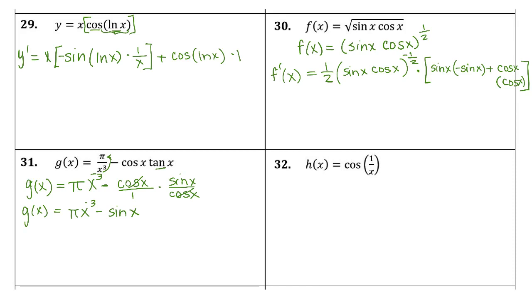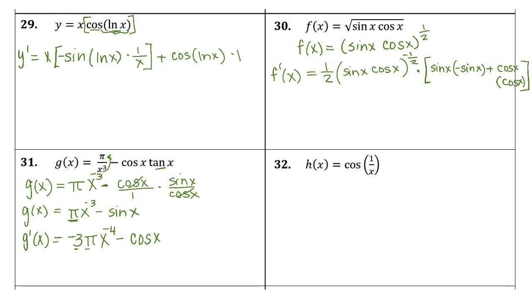And notice taking that little bit of time and rewriting it really has made this derivative become a lot easier. So we're going to have g prime at x equals negative 3 pi x to the negative 4. Again, pi is just a coefficient sitting there, so when I bring down that negative 3, it's times. And then minus the derivative of sine of x is cosine of x times the derivative of x, which is just 1.